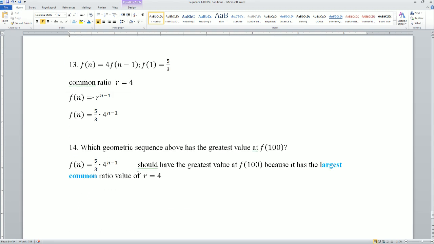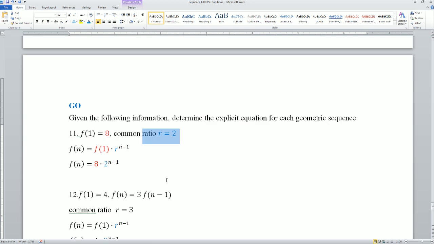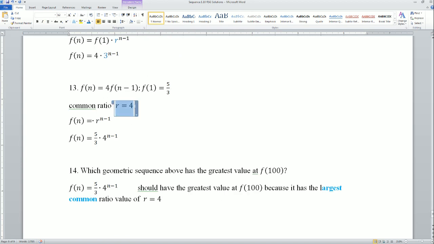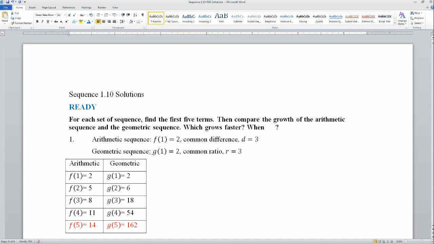14, which geometric sequence above has the greatest value of f of 100? I would say 5 to the 3rd because it has the largest common ratio of r equal to 4, right? Because look, common ratio of 3, common ratio of 2. Because this has a common ratio of 4, it's going to grow the fastest. So there you go. That is your solution for the sequence of 1.10.